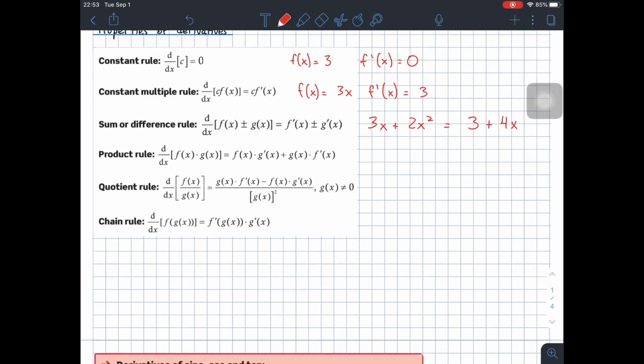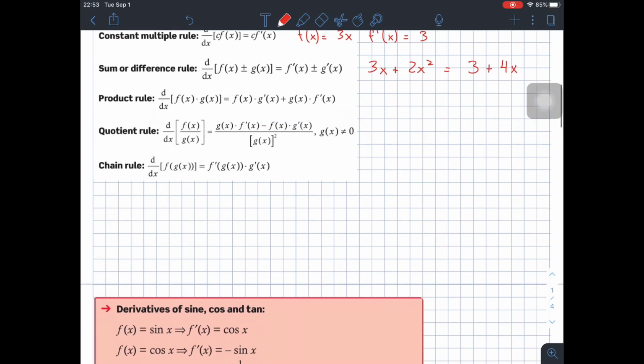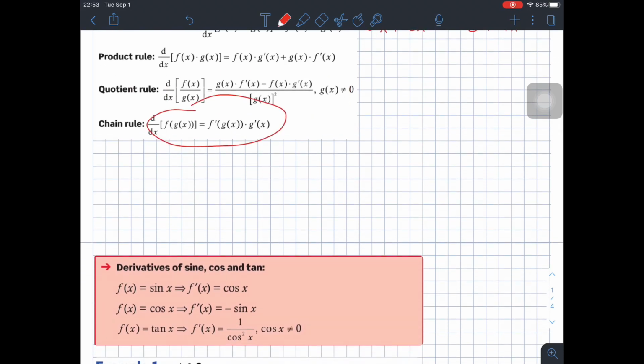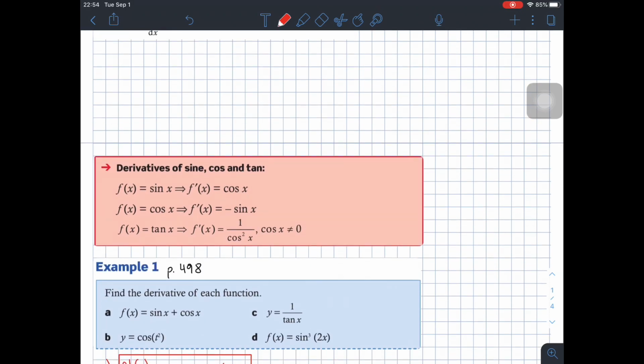Then the sum or difference rule, which is if I have the sum or difference of two functions, the derivative of that would be just finding the derivative of each function separately. For example, this one over here, the derivative of 3x plus 2x squared is 3 plus 4x. We just find the derivative of each function independently, and then we add them both. Then we have the product rule, which is a rule that we have studied in previous classes. The quotient rule as well. We have studied this in previous classes. And the chain rule, which applies in case of composite functions, right? Which we have also studied in previous classes.